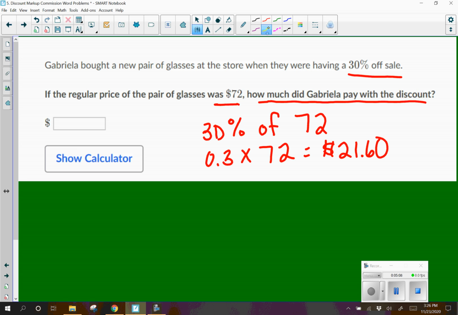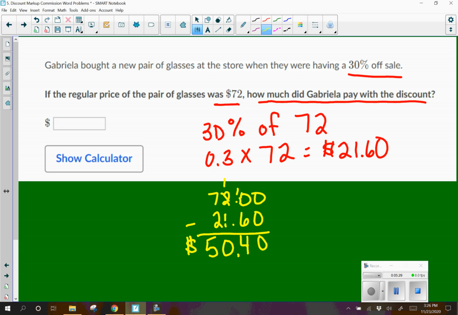So we have one additional step here. We have to take the price of the glasses, which is $72, and subtract that discount, which is $21.60. So we're going to go ahead and subtract that. We have to do a little bit of borrowing here. So that means that with the discount, she paid $50.40.